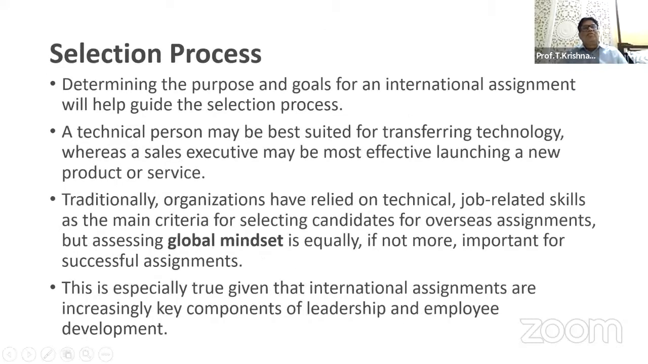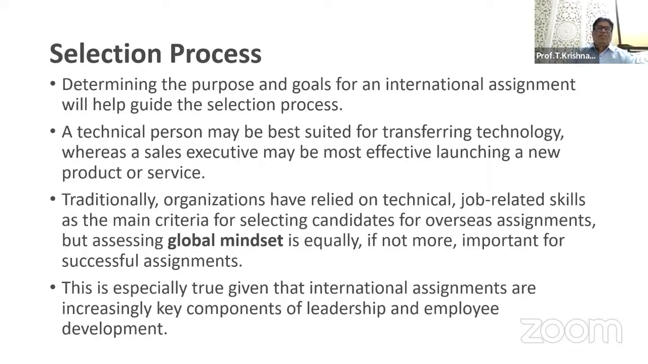Now, how the selection process is, we will discuss. First, determining the purpose and goals for an international assignment. It will help guide the selection process. A technical person may be best suited for transferring technology, whereas a sales executive may be most effective launching a new product or service.